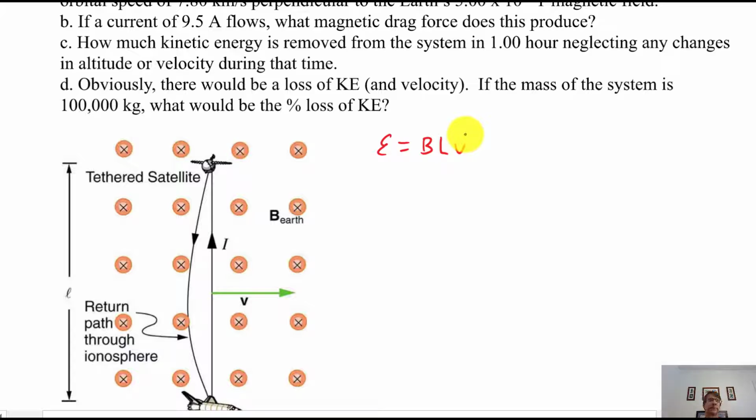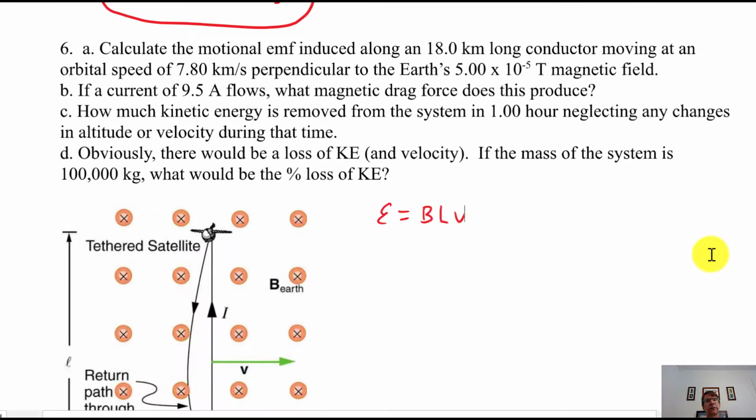All right, so once again, we proved from Faraday's law, delta NBA over t. Those are the two equations we can use to figure out how much voltage is induced as you move a magnet or a wire in a magnetic field. This one starts off again, pretty much substitute in. We're going to get the motional EMF, so we're going to do part A.